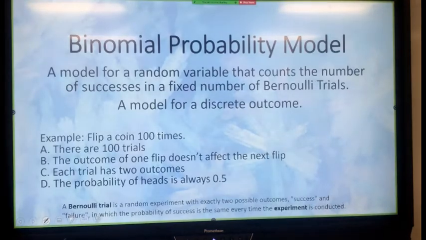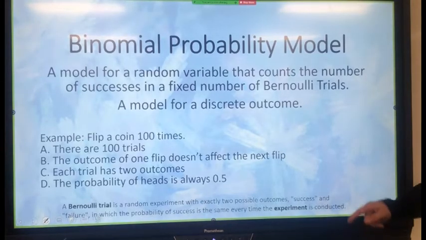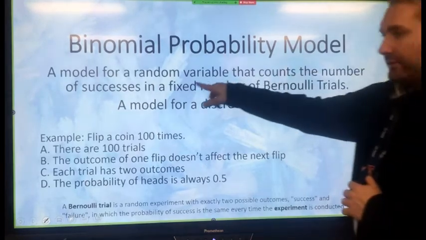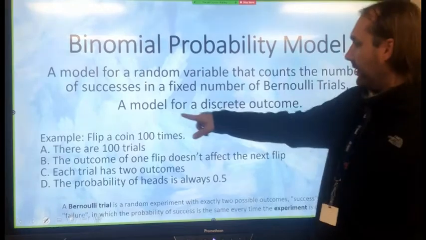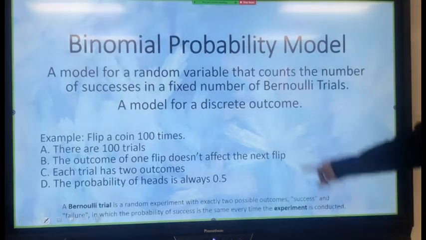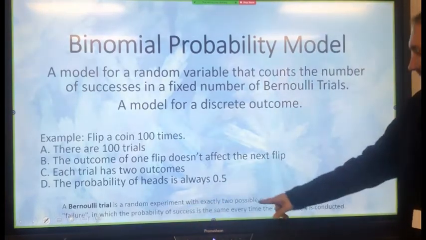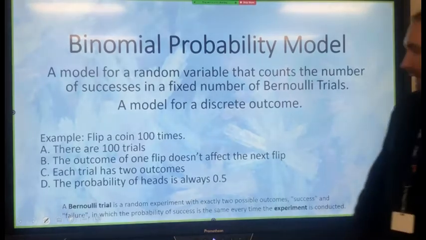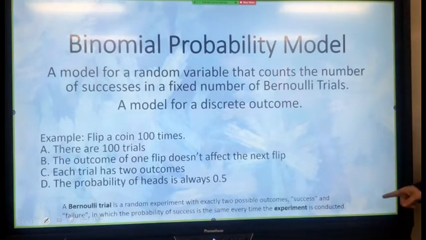And then two more types of probability models. We have binomial, a model for a random variable that counts the number of successes in a fixed number of Bernoulli trials. Counts. Counts went back to our what? Discrete variables, right? So this model is for discrete outcomes. Now you see Bernoulli trials, what is that? A Bernoulli trial is a random experiment with exactly two possible outcomes, either pass or fail, in which the probability of success is the same every time the experiment is conducted.